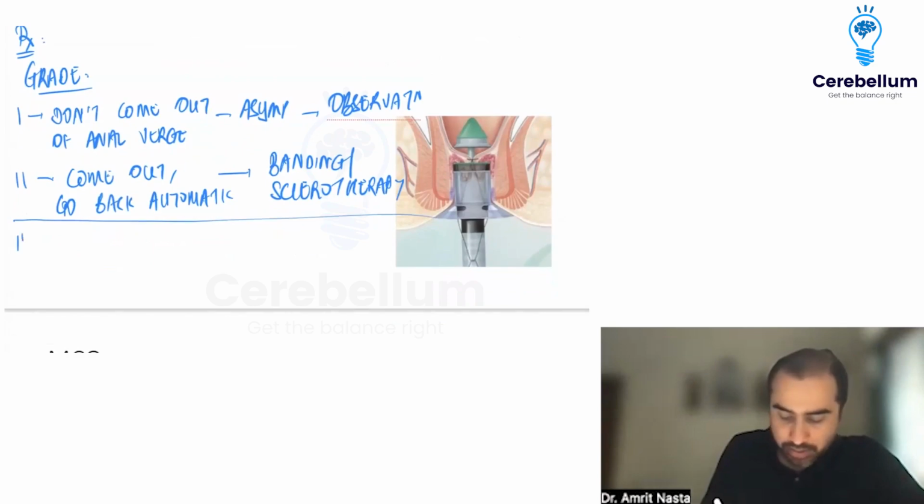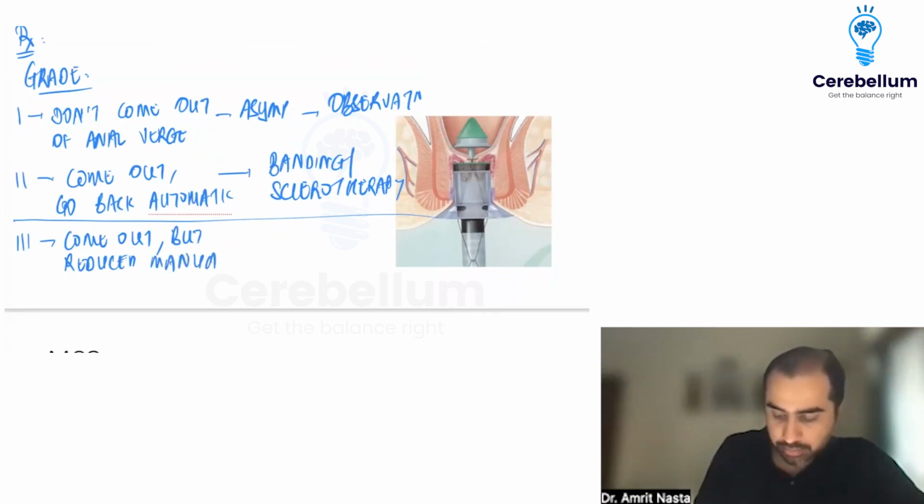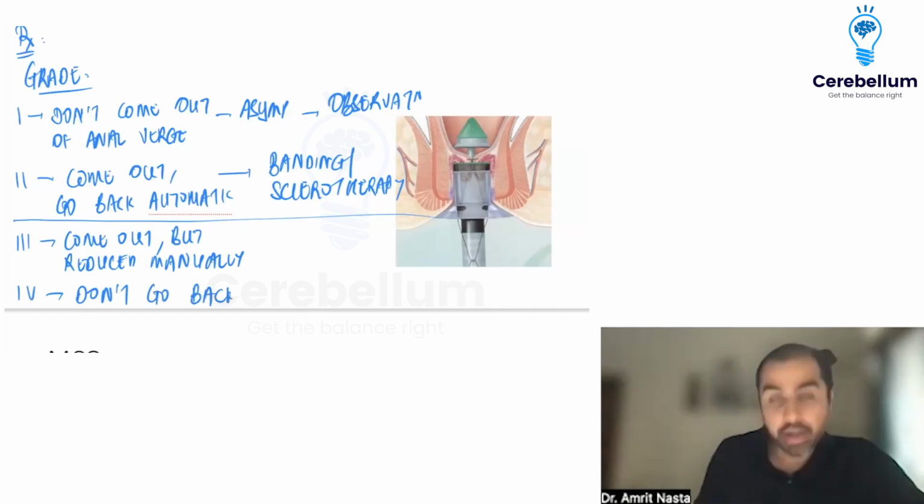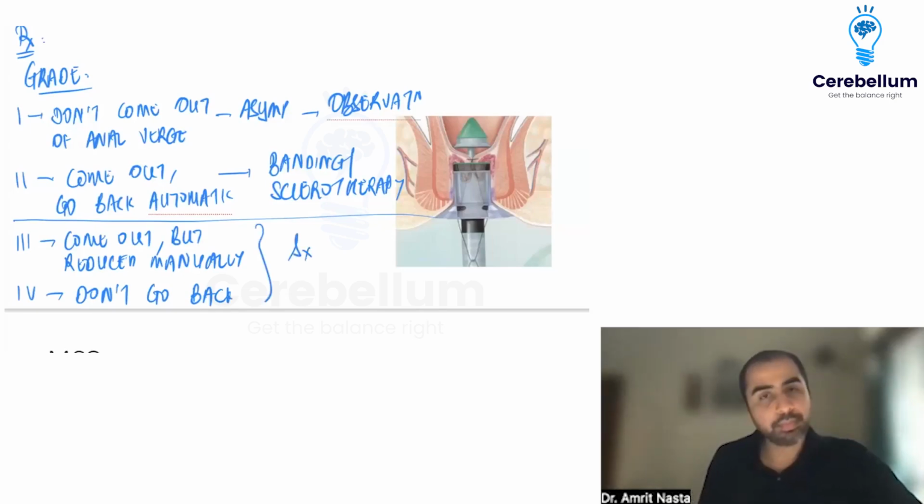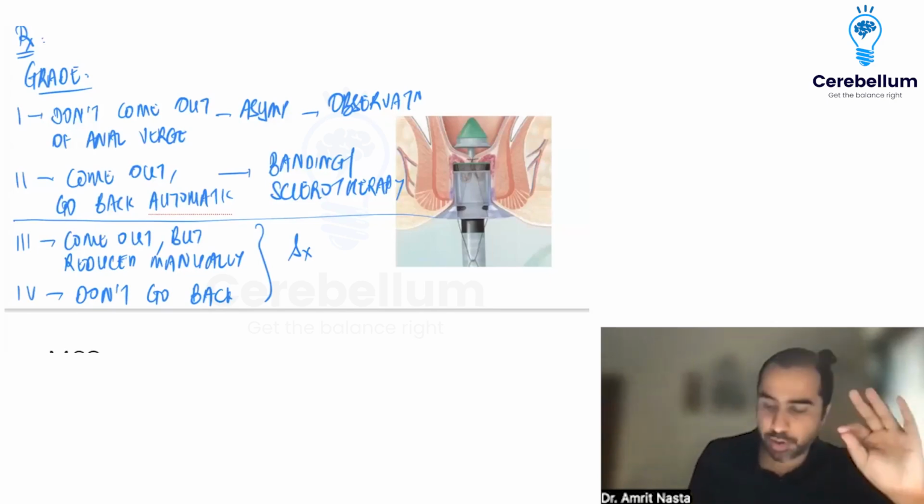If it is grade 3, they come out, but you have to manually put it back inside. So, reduced manually. This is grade 3. And there is grade 4. Grade 4 means they come out, but they can't be put back. They don't go back, whatever you do. In these cases, you have to do surgery. All right. These cases have to be managed surgically.